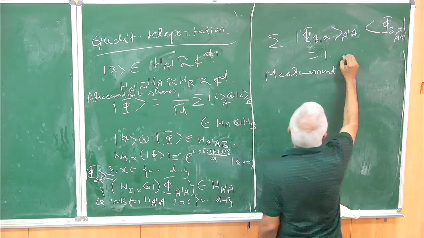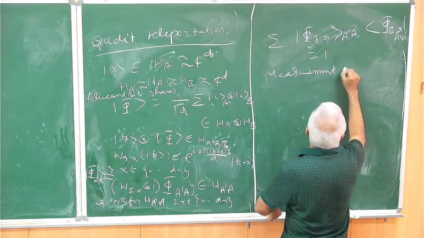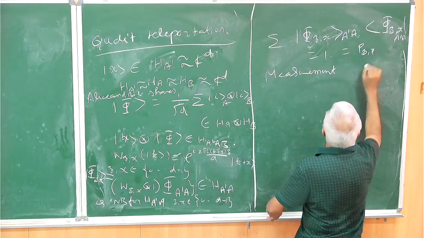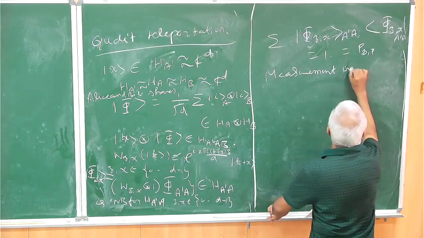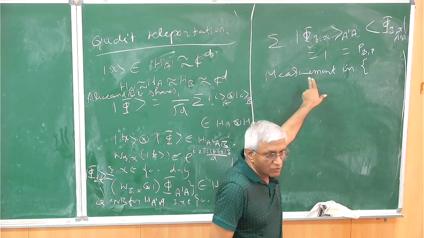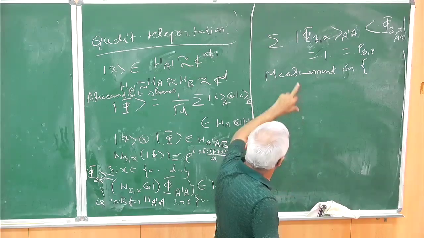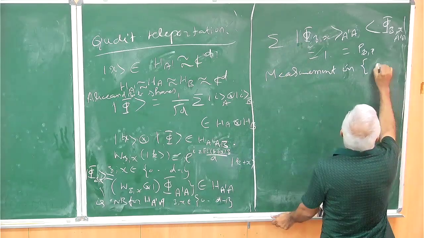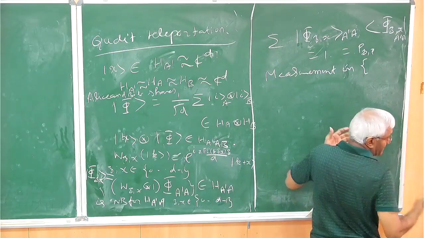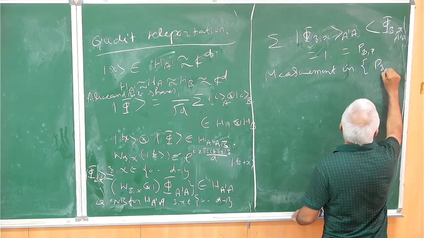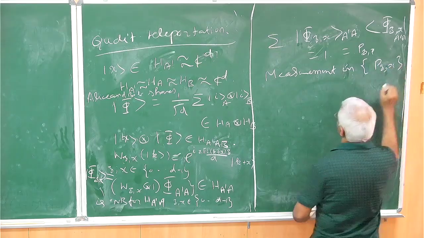So you call it a P measurement, P_{Zx}. For this measurement, you are just measuring the first two qubits in this basis. So you have to prescribe the set of projections. These are the projections P_{Zx}.